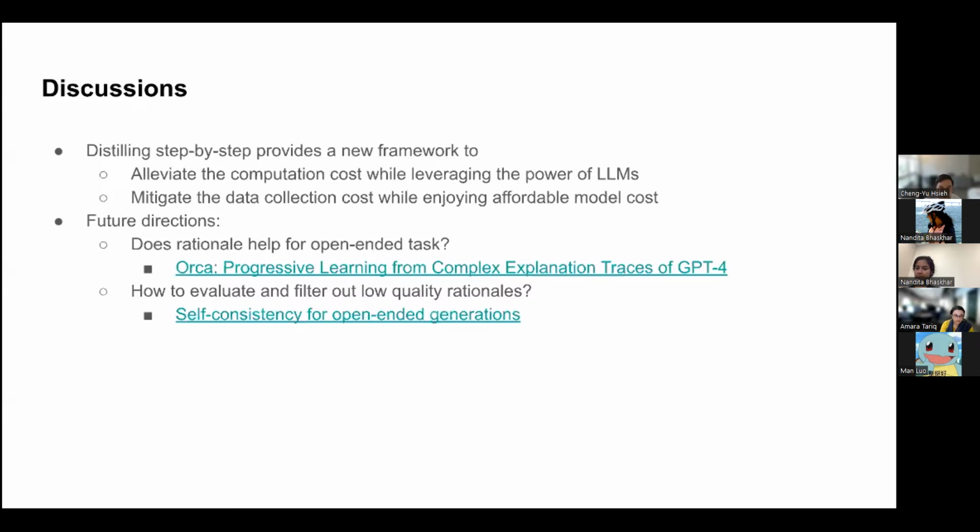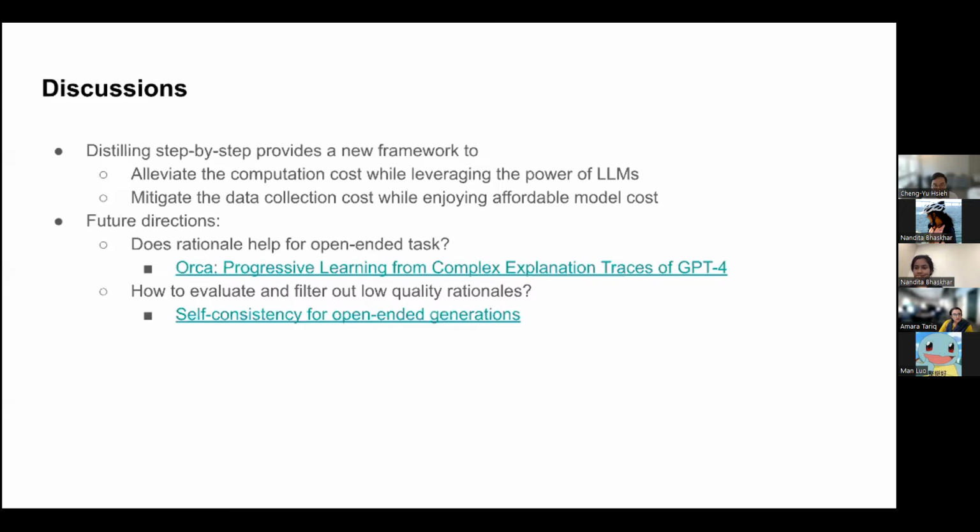Some future directions that could be interesting: in this work, we focus more on task-specific distillation, where we train different student models for different tasks. So can we use a similar approach, using large language model rationales to help train a more general small model on open-ended tasks that could possibly deal with different downstream tasks? It could be one interesting direction.